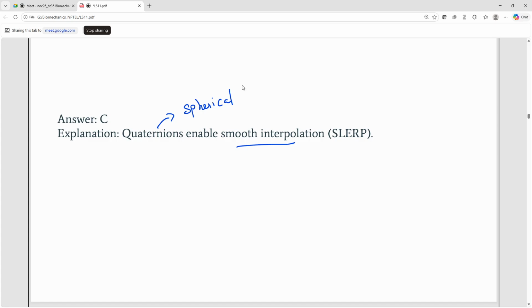This slerp is short for spherical linear interpolation, in short slerp. So this type of interpolation gives smooth interpolations for quaternions.